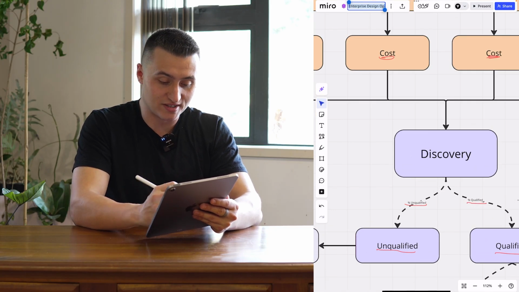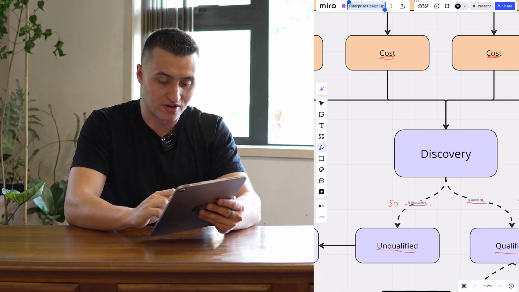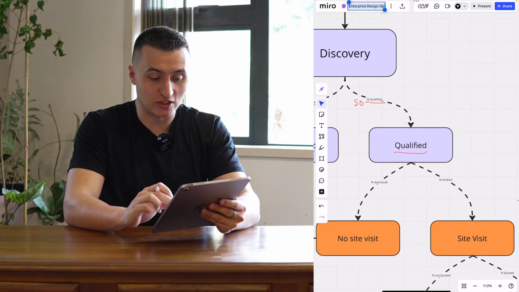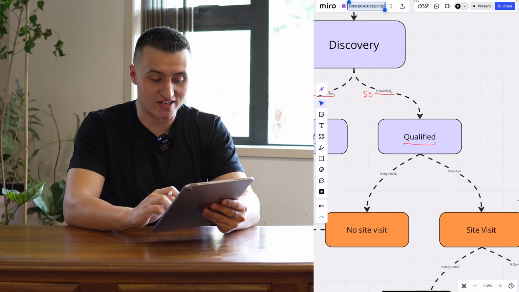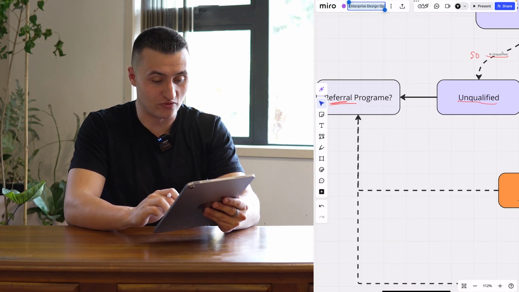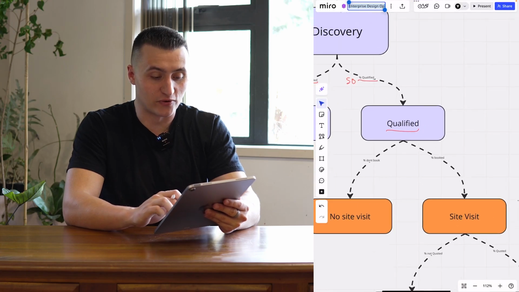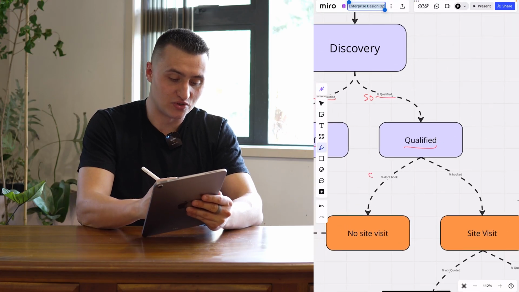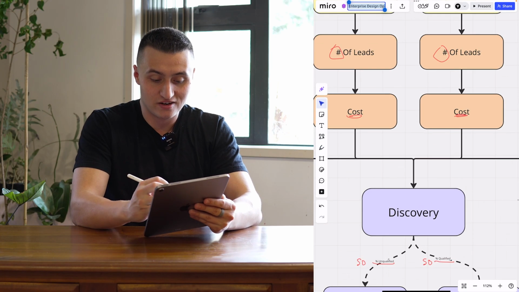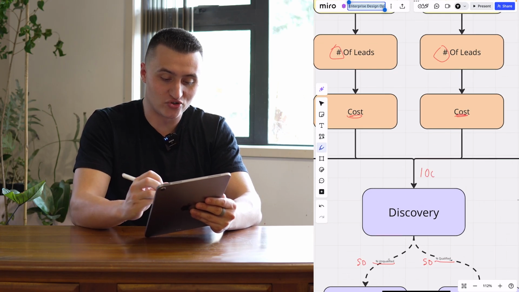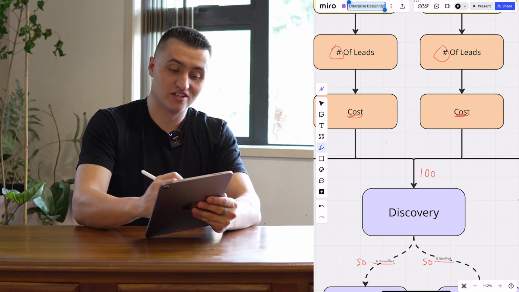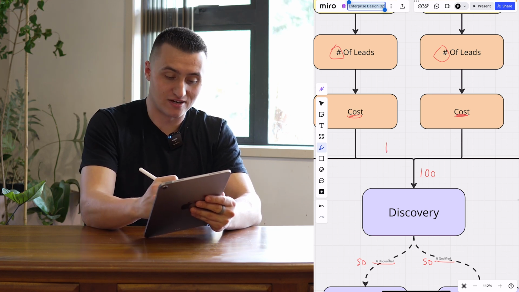So here, percentage unqualified, let's just do 50-50, just for ease of math. Next, once we have the qualified people, there's going to be a percentage of them that do not book, and a percentage that do book, depending on circumstances. For argument's sake, let's say we do 50-50 again, just to make the math easier. And let's say, for the start, we got 100 leads total, and we spent $10,000.